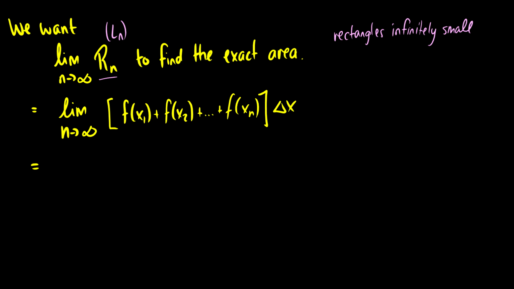And we saw before that the formula for R of n is f of x1 plus f of x2 all the way up to f of xn times delta x. And to make things a little bit more convenient, we use the sigma notation. So we say this is the limit as n goes to infinity of sigma i equals 0 to n of f of xi times delta x.